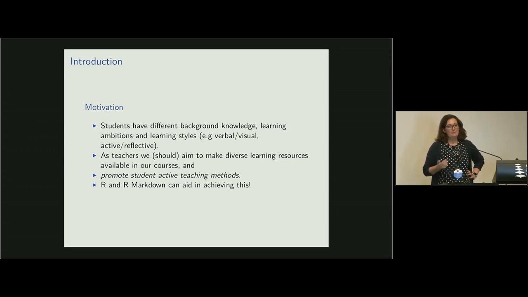Some just want to pass the class, some want to understand every theoretical aspect, and they have different learning styles. So some have a very visual learning style, some more verbal, or maybe they're learning from active work, or maybe they're more reflective and passive. So as teachers, we should aim to make diverse learning resources available in our courses. And I'm going to talk about promoting student active teaching methods, where I'm using R and R Markdown as an aid in achieving this. So that's my motivation.